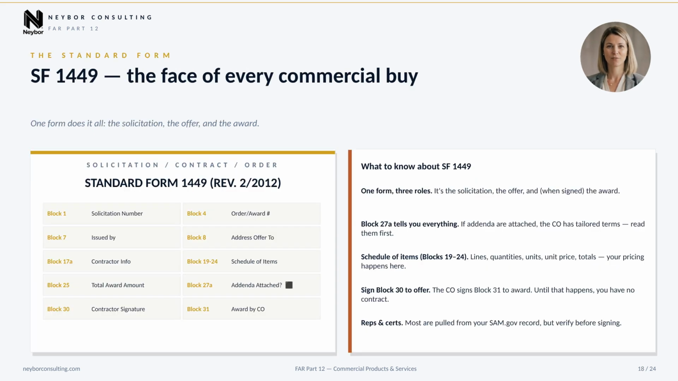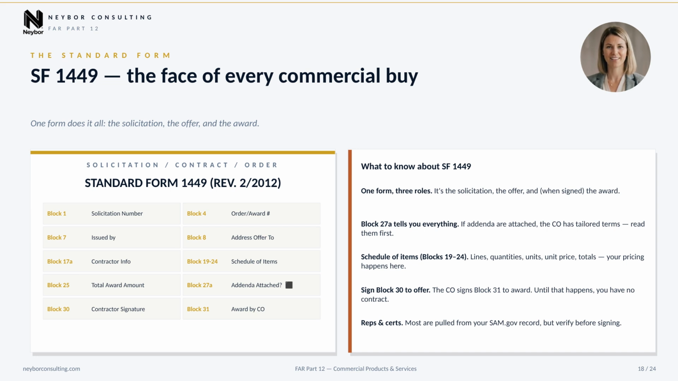Every commercial buy travels on a single piece of paper, Standard Form 1449. The illustration on the left shows the key blocks. Block 1 is the solicitation number. Block 4 is the eventual order or award number. Blocks 7 and 8 tell you who issued the buy and where to send your offer. 17A is your contractor info. Blocks 19 through 24 hold the schedule of items: your line items, quantities, unit prices. Block 25 is the total award amount.